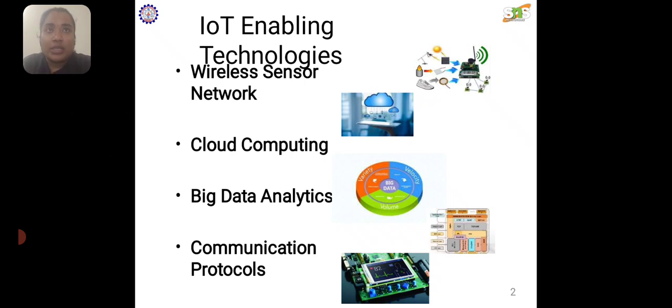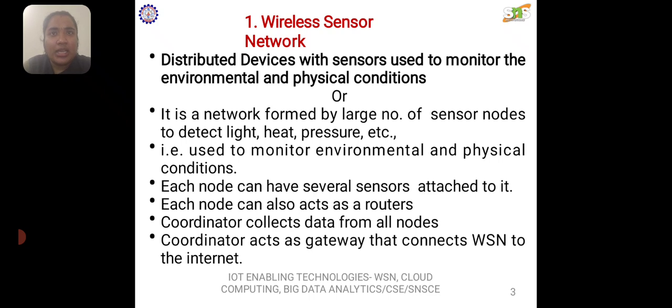A wireless sensor network is used for distributed devices with sensors, which are used to monitor environmental and physical conditions. A WSN, wireless sensor network, in short form is known as WSN, consists of a number of end nodes and routers and coordinators. An end node has several sensors attached to it. Each node can also act as a router.